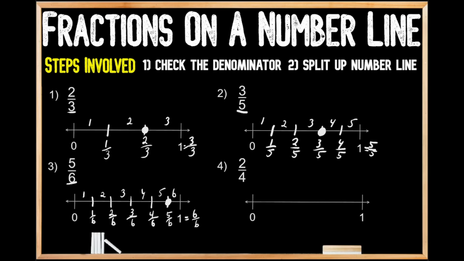where we're being asked to place the fraction 2/4 on the number line down below. We can see here that we have a denominator of 4, so we need to split up our number line into 4 equal parts. We have 1 part, 2 parts, 3, and 4 equal parts. Now we're going to label the fractions below. We have 1/4, 2/4, 3/4, and we know that our 1 here represents 4/4. Now we're going to place our fraction of 2/4 on the number line with a big old circle once again.